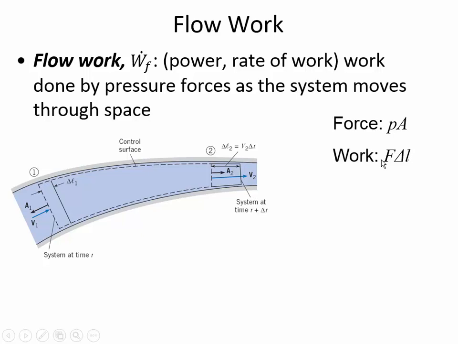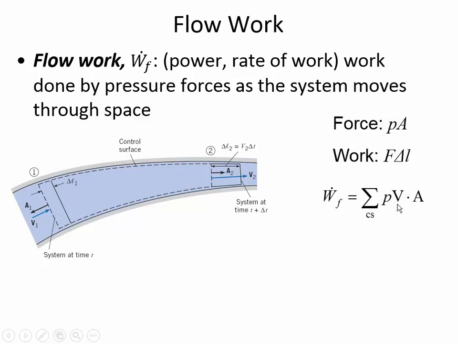Now, if you have a force acting over a distance, then that's work. Force times length is work. And water moving through a pipe has a change in force because there's a change in pressure as it goes through some incremental distance. As you go from point A to point B, which is some distance apart, delta L, and the pressure is being applied over that distance, then it's applying work.